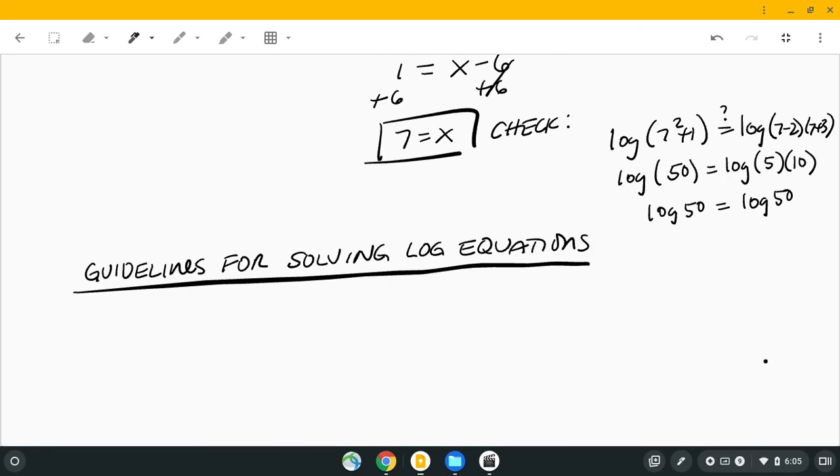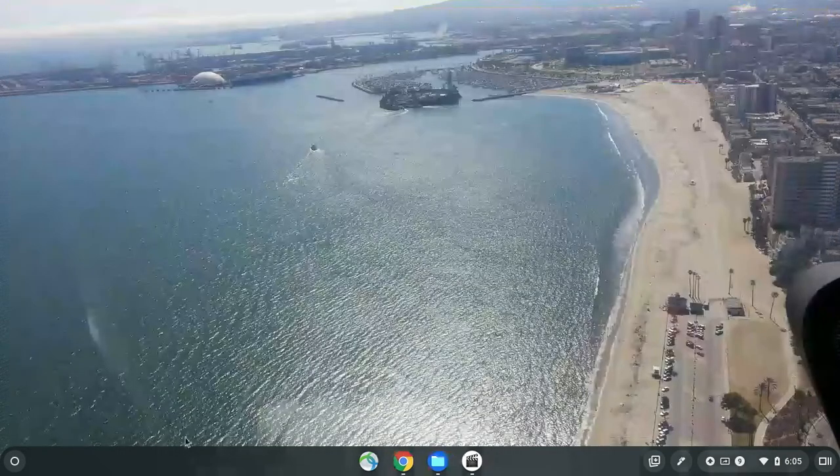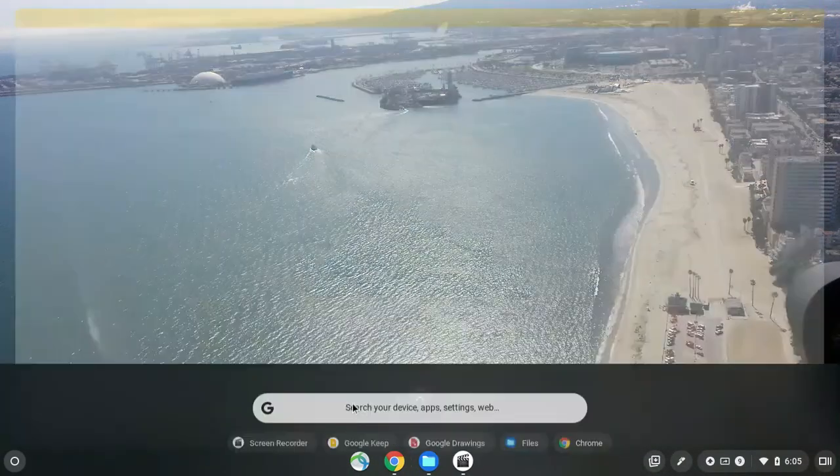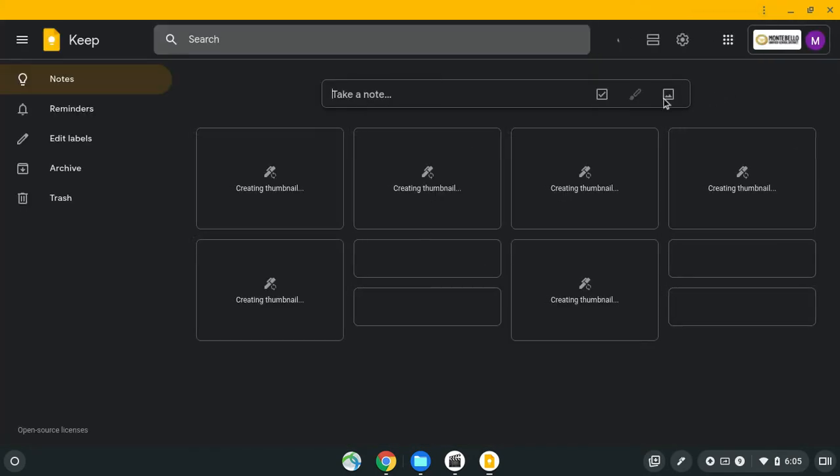This is not scrolling for me. I wonder if there shouldn't be a limit. Hold on a second. I might have to restart this. That's the first time that's ever happened.